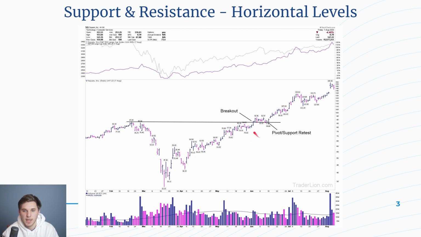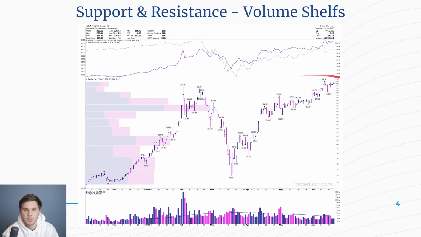Another key point: if we do have a breakout, that horizontal level that was resistance can then transition to becoming support. Here we have a pivot/support retest, which often provides a pretty good low risk entry because you know quickly whether you're right or wrong. If this continues down through, you know that you're wrong at that time and you can keep your losses very, very short. So that is horizontal levels.